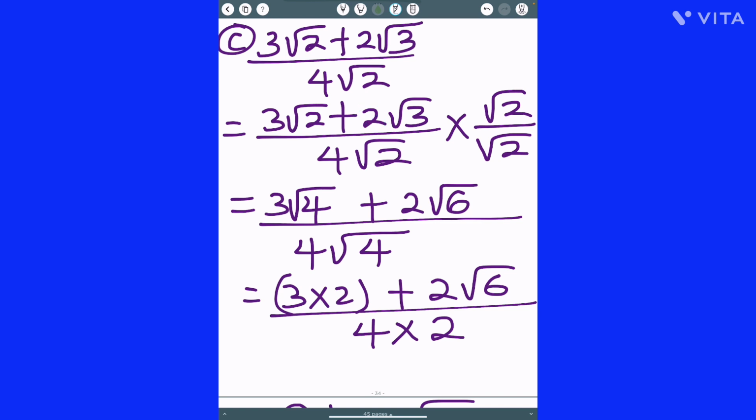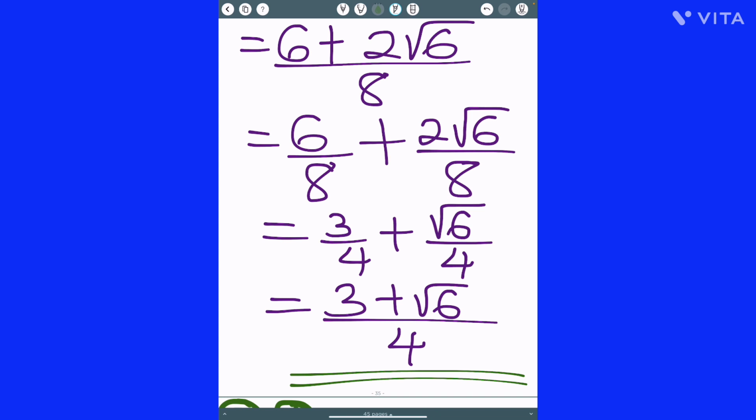Here also, we go to the next multiplication. 2 times 1 here will give us 2. Then root 3 times root 2 is root 6. On the denominator side, 4 times root 2 is the same thing as 4 times 1 root 2. So 4 times this 1 is 4. Then root 2 times root 2 is root 2 times 2, which is root 4. So that gives us 4 times 2 on the denominator side. The numerator is 3 times 2, and this remains 2 root 6.